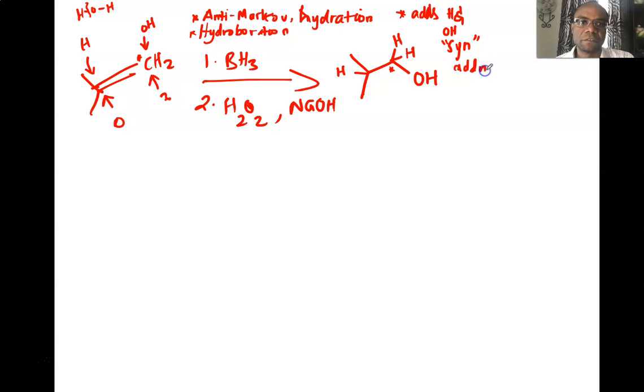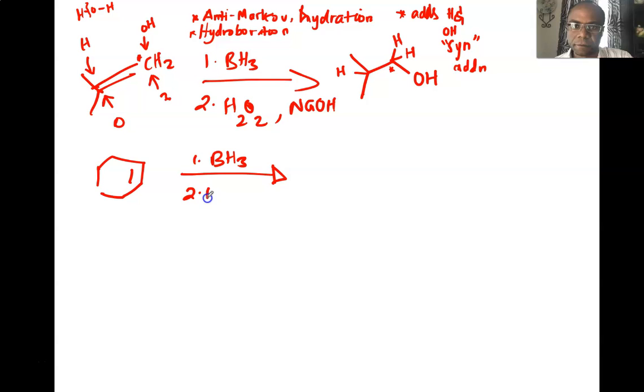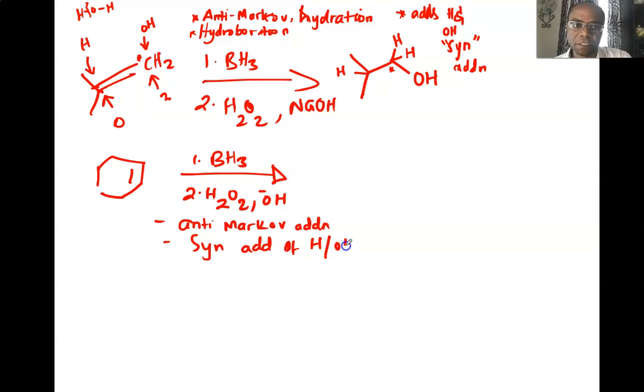Syn addition. Now to illustrate that, I'm gonna use a ring. So let's say we have this ring, and then you are adding BH3, peroxide and a base, sodium hydroxide, potassium hydroxide, to illustrate anti-Markovnikov addition, and at the same time to illustrate syn addition of H and OH. This is the product I'll draw.